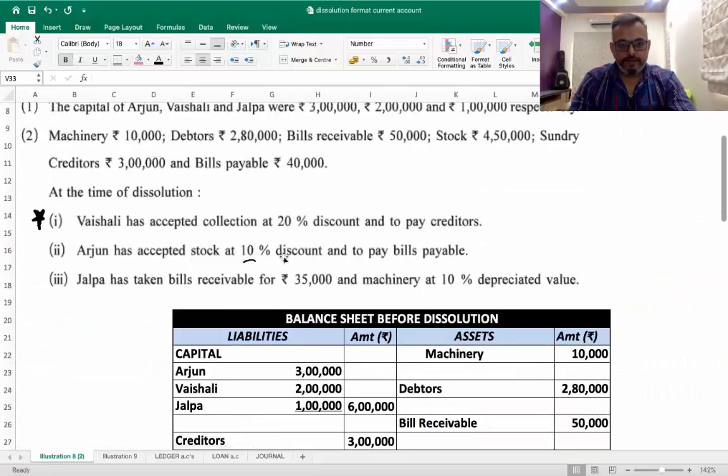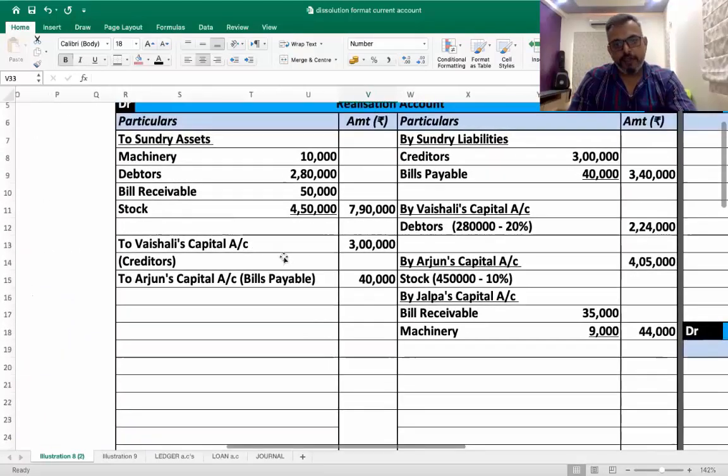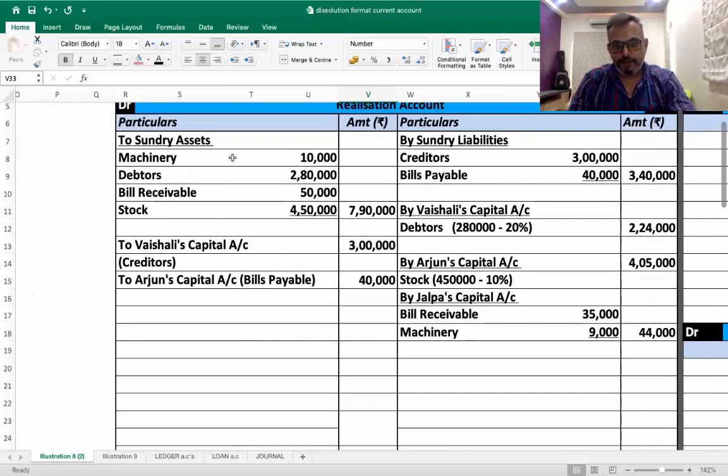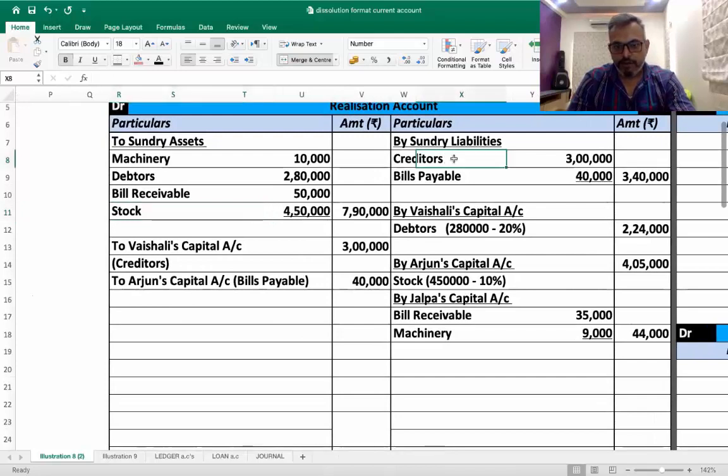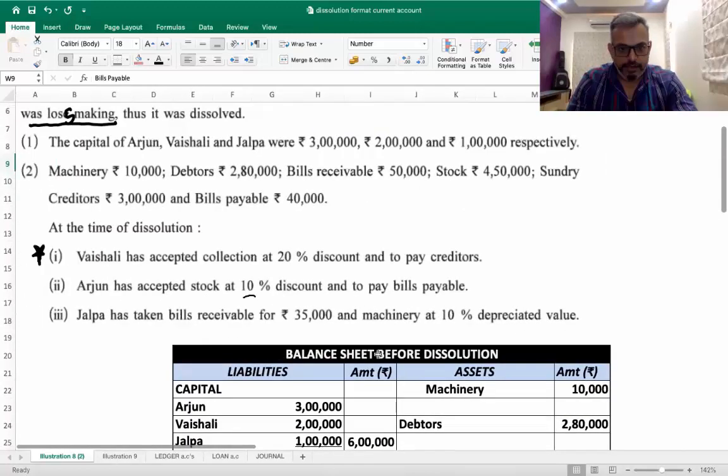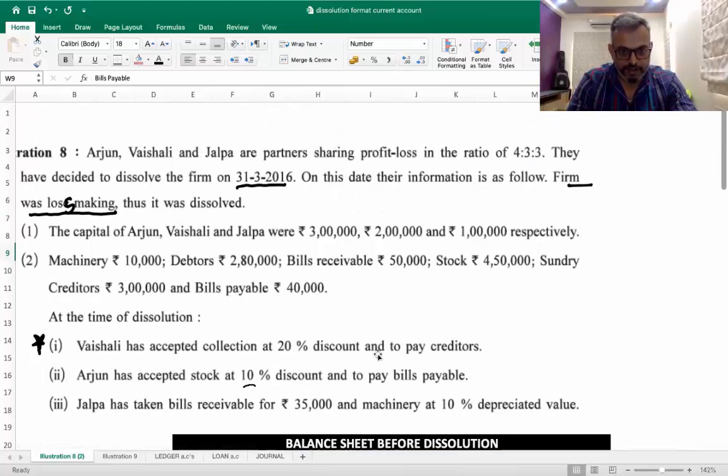All the three adjustments done. Always check what happens to all the assets: machinery taken over by Jalpa, debtors by Vaishali, bill receivable by Jalpa and stock by Arjun. Liabilities are paid or not, please check. Creditors, bills payable, here they are not paid, they are taken over by Vaishali and Arjun. So every asset and liability has been accounted for. Let's check if anything else is to be done.